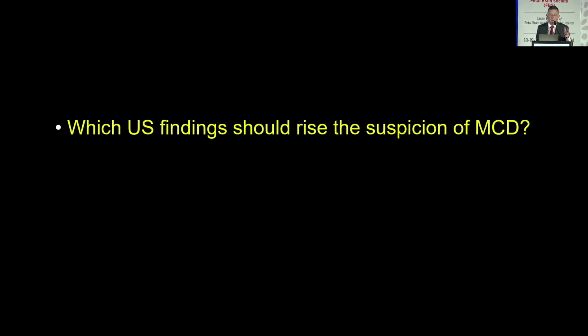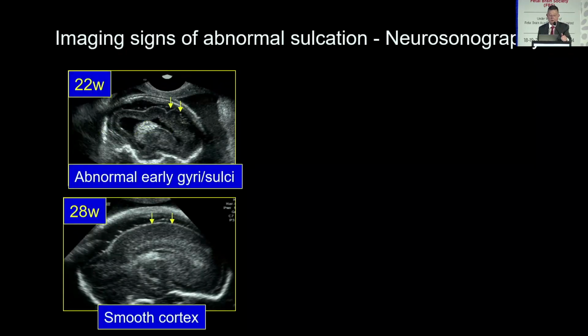So what ultrasound findings should raise the suspicion of malformation of cortical development? Okay, I spoke about the interhemispheric fissure, but there are others. If very early in pregnancy, before the time when sulcation should be there, you see sulcation. In this case, you see sulci at 22 weeks. This should be at least suspicious of a malformation of cortical development.